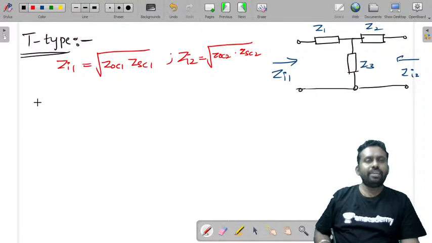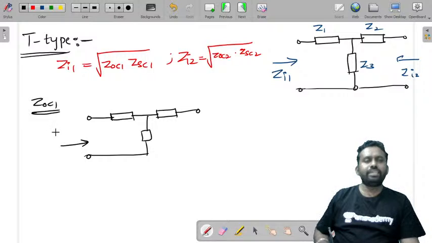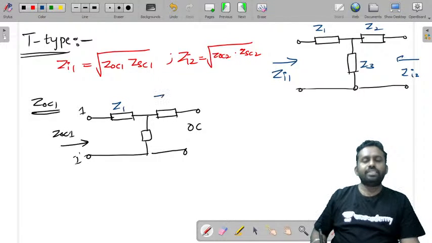So now let's try to write what is ZOC1. ZOC1 is open circuit the second port and find the impedance at this point. This is ZOC1 through these terminals. Let's say this has 1 dash, and this is an open circuit. So if this is Z1, Z2 and Z3, then what is ZOC1? ZOC1 is equal to Z1 plus Z3.